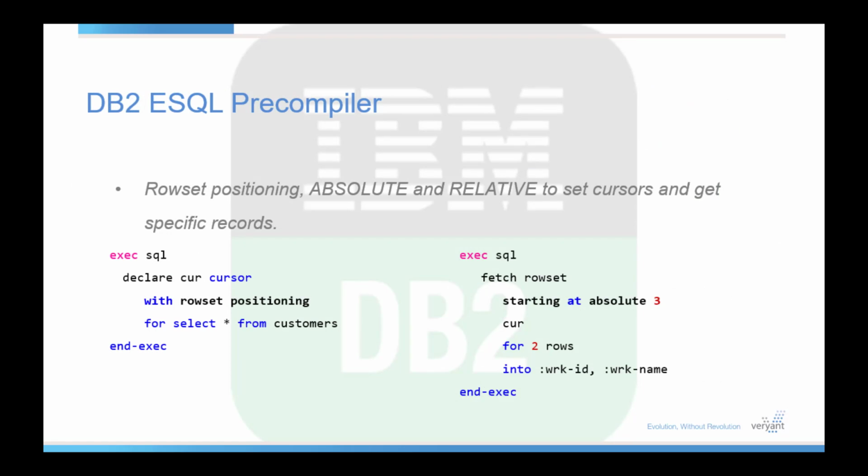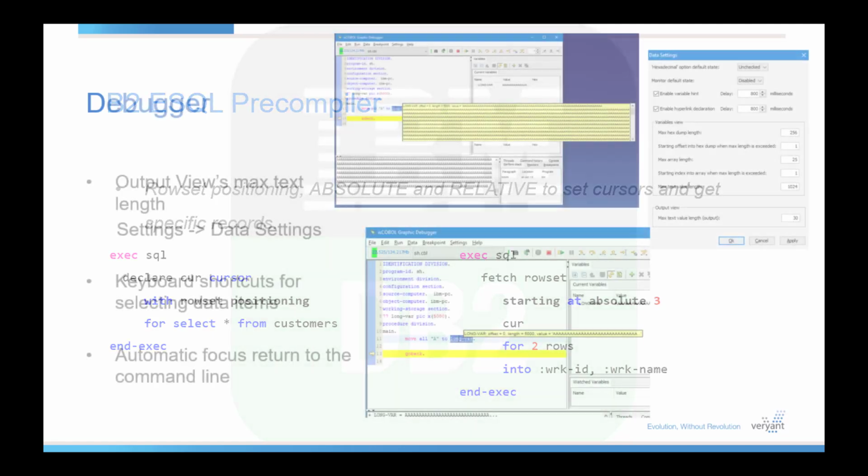The row set positioning syntax works with cursors to improve performance and increase compatibility with the DB2 precompiler. The code on the left creates a cursor in the customer database, and on the right, the SQL sets the cursor at the third record.